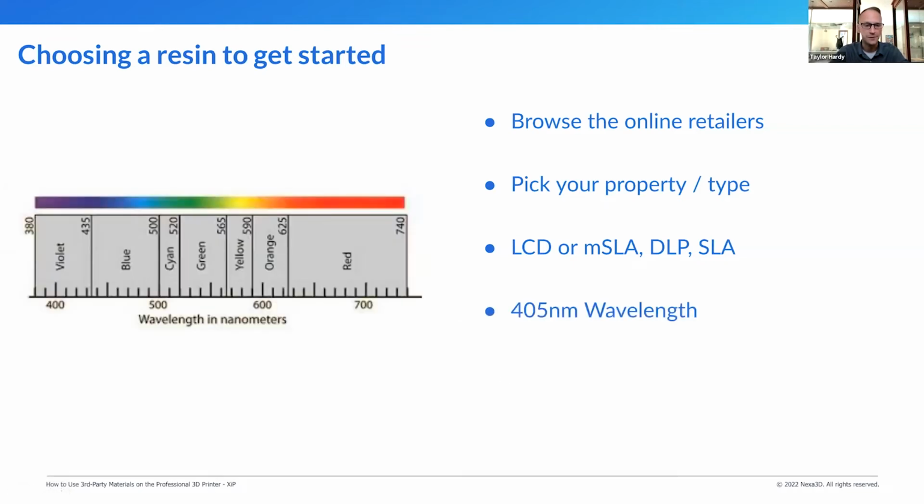Of course, if you're using the XiP or the NXE 400, you want to use something in the 405 nanometer wavelength. All that information is always available within the product descriptions. I don't think I've ever seen an instance where it's not.